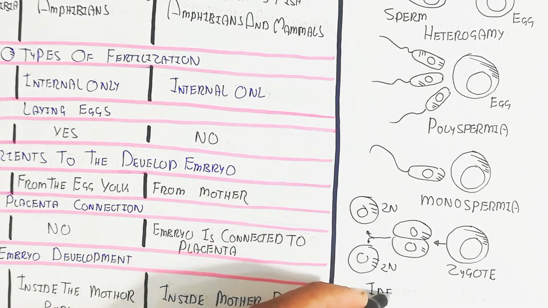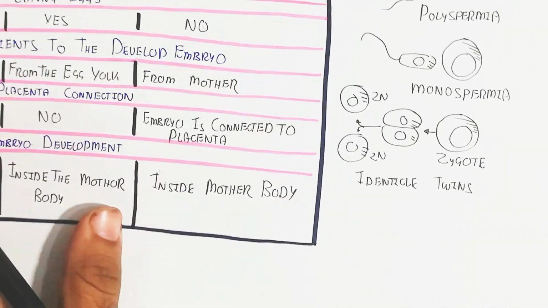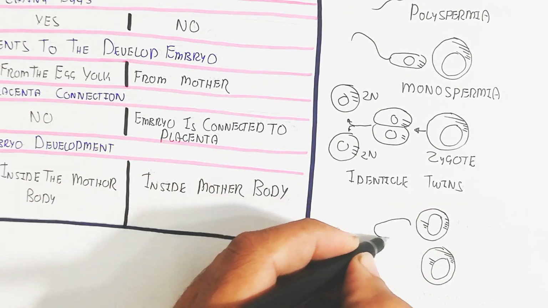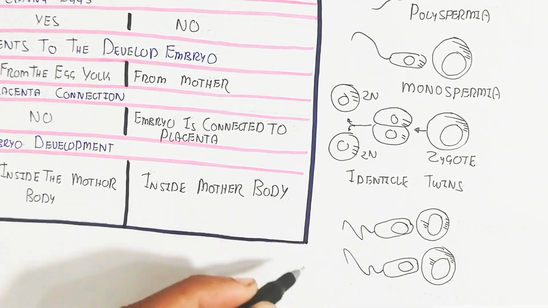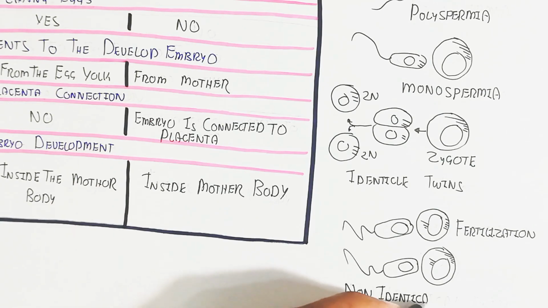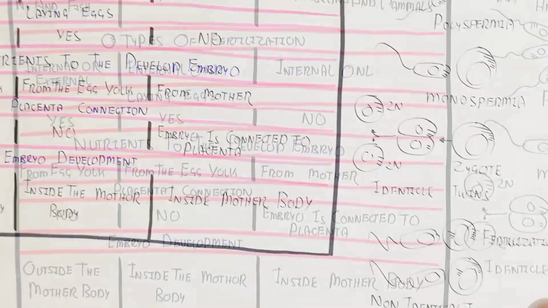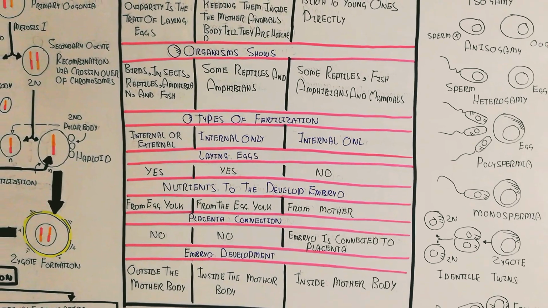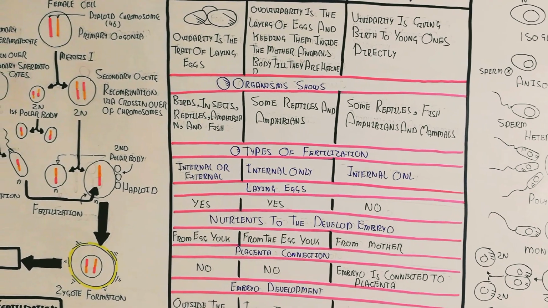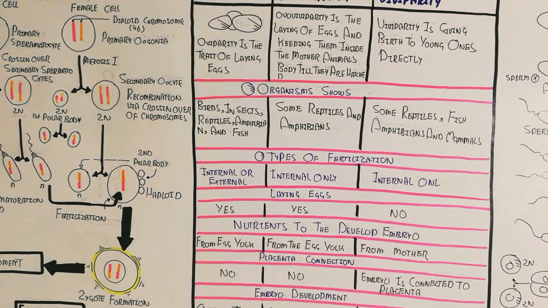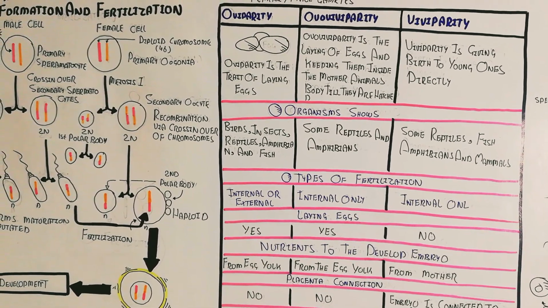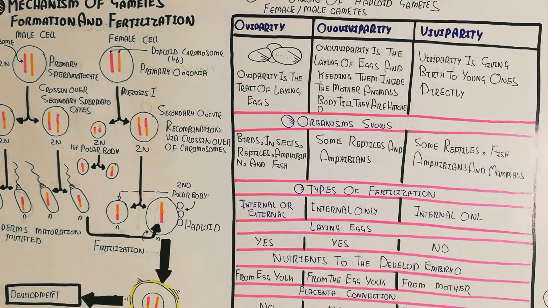Here is monospermia. Identical twins mean the zygote divides into two zygotes at the 2-cell stage during cleavage, while non-identical twins require fertilization of two eggs by two sperm in the same cycle in humans. So I hope you understand the types of fertilization, the mechanism of gamete formation and fertilization, as well as the developmental cases and identification of gametes.